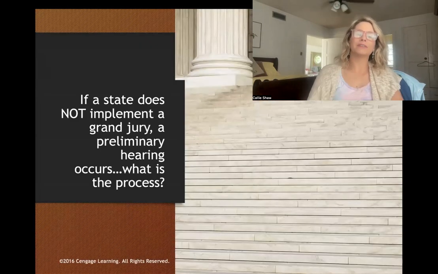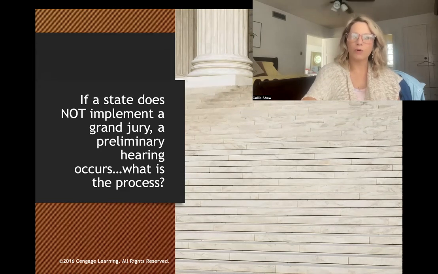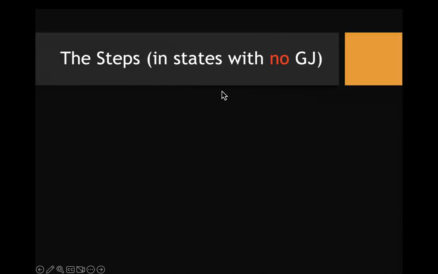So what happens if a state does not implement a grand jury? If that is the case, they have what's called a preliminary hearing. Okay. So remember, not every state has a grand jury system. Some states have not selectively incorporated that Bill of Rights. So they have what's called a preliminary hearing. So let's look at what that process looks like. And again, this is in states that do not have a grand jury.